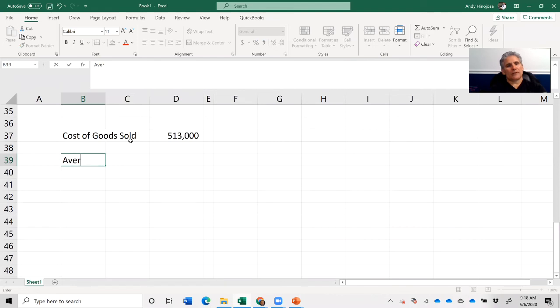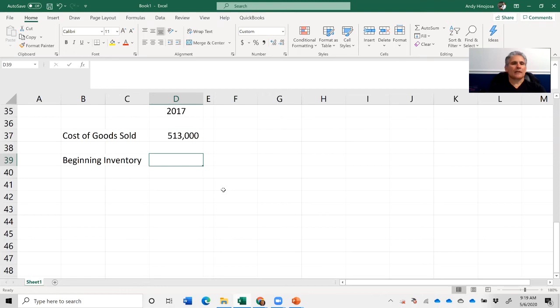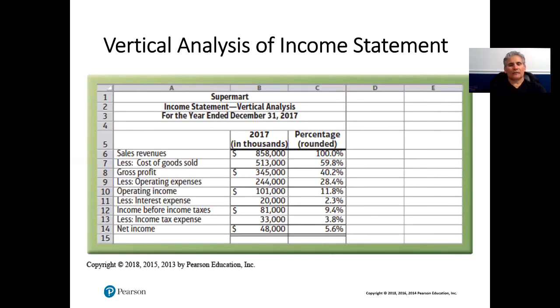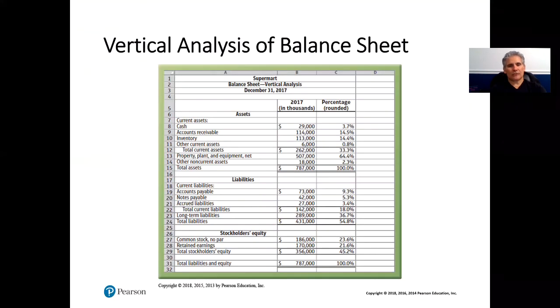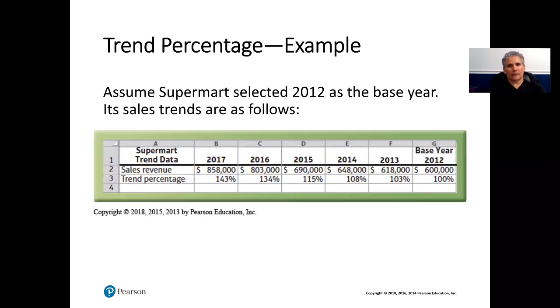Now, the next thing we're going to do is come up with the average inventory. So how do we do that? We come up with our beginning inventory. Now we're talking about 2017. So our beginning inventory, let's go to our balance sheet. There it is. Our balance sheet inventory, well, at 17, that's $113,000. We're going to have to go back even before that.